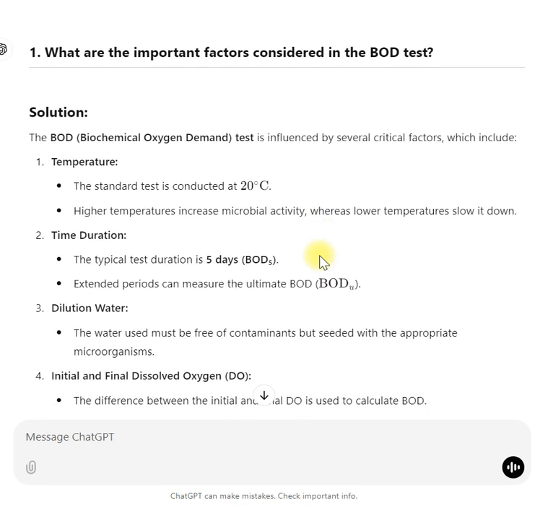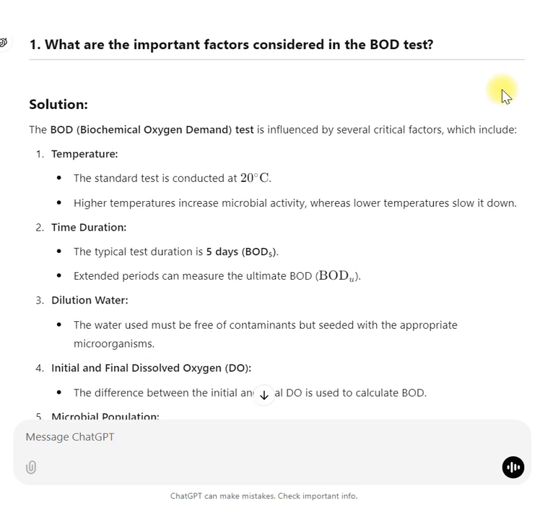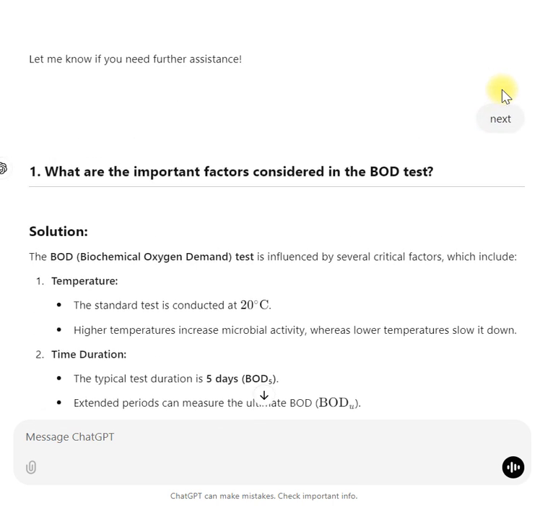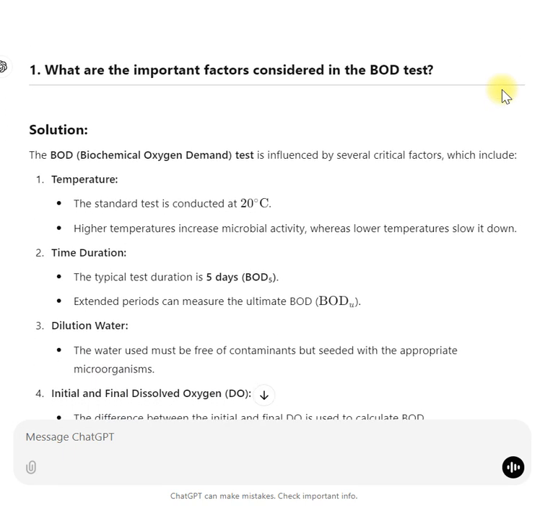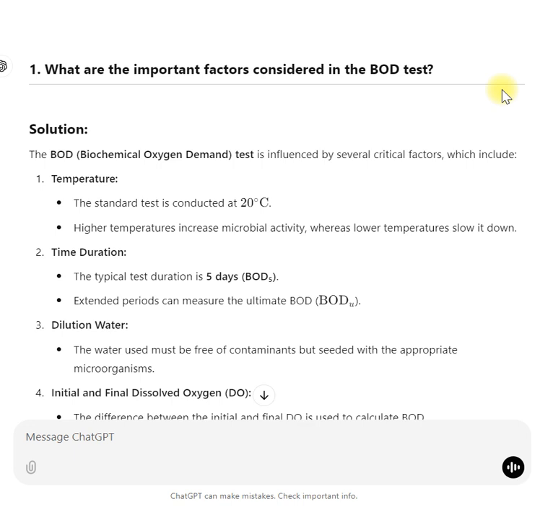Question 1. What are the important factors considered in the BOD test? Solution. The biochemical oxygen demand test is influenced by several critical factors, which include: 1. Temperature. The standard test is conducted at 20 degrees Celsius. Higher temperatures increase microbial activity, whereas lower temperatures slow it down.